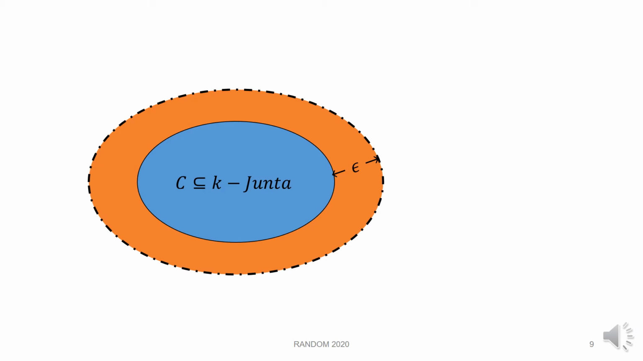Okay, so now I'll sketch the tester, and later I'll give more details. So given a subclass of k-juntas and epsilon, we may have two cases. The first case is when f is in the class C, and the second case is when f is epsilon-far from every function in the class C with respect to some distribution D that is unknown to the tester.